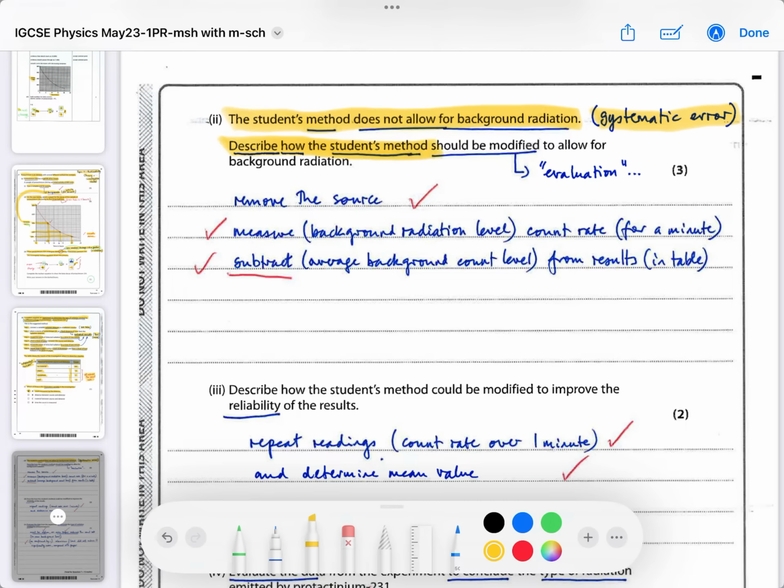Describe how the student's method should be modified, which is an evaluation skill, yeah, how to improve an experiment, to allow for the background radiation. So you should remove the source. So don't do the measurement without the source first. Measure what the background radiation level is in the room at the count rate. Again, to be fair, keep the 1 minute to be valid. So measure the count rate without the source there. Will get you 2 marks, and then subtract what you consider to be the average background count level in the room from all your results in the table. Okay?